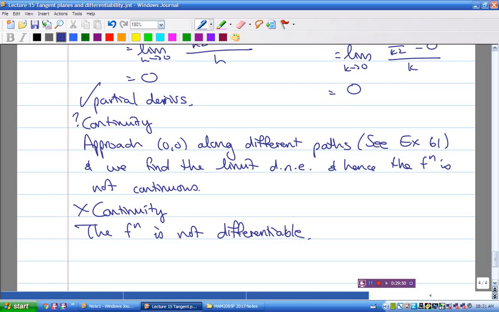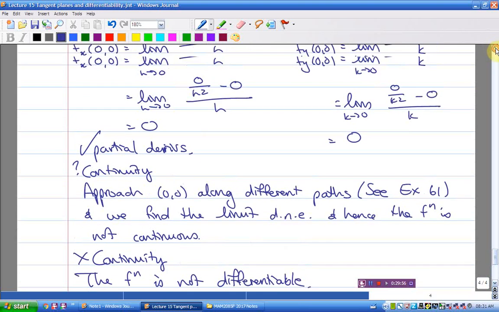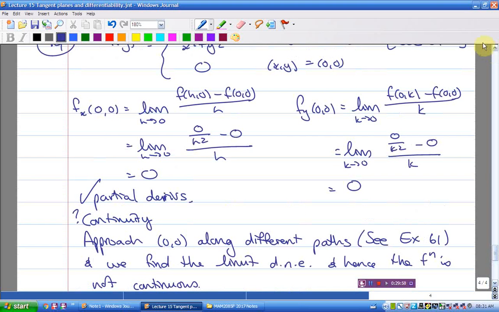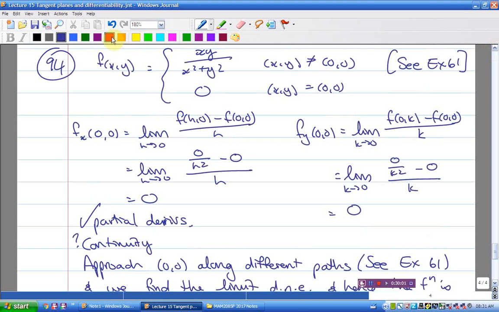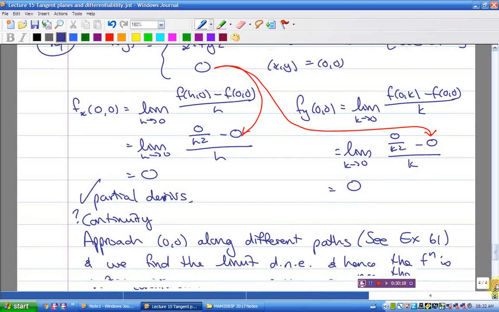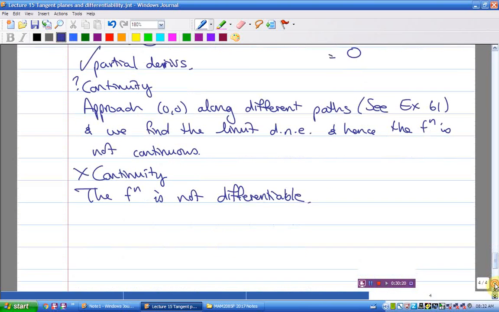Okay. All right. Question. How do you get 0 for the function at 0, 0? For f of 0, 0. I read that off here. So that is that 0.